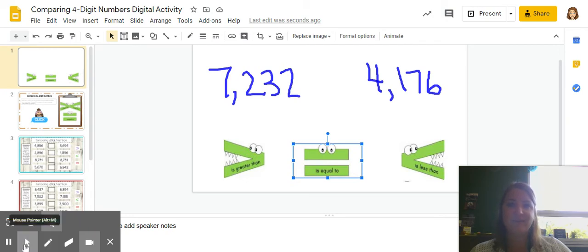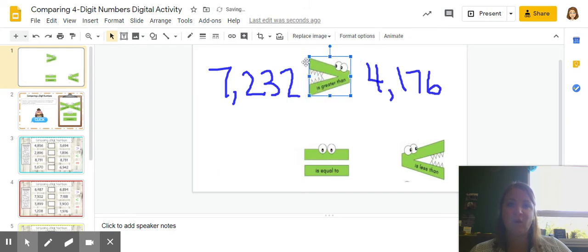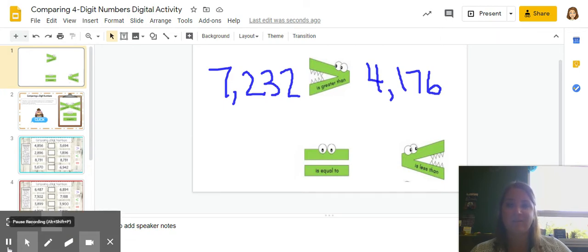All right. Hopefully you looked in that thousands place and this thousands place and you compared those digits. 7 is greater than 4. So our greater than symbol should be in between, open to that 7,000. Let's read it together as a sentence. 7,232 is greater than 4,176. You guys are amazing. Let's try another one together.